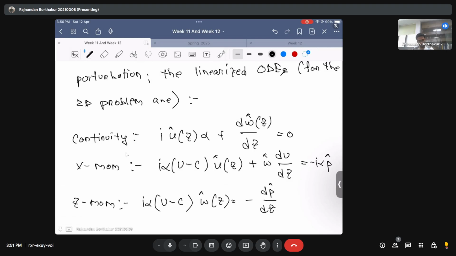So as you can appreciate, we have reduced the four equations into three equations, but again and again I repeat that this alpha is essentially the wave number. This is essentially alpha tilde 2D, that is, the wave number of the 2D problem.